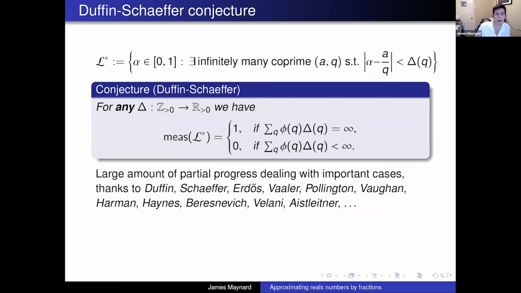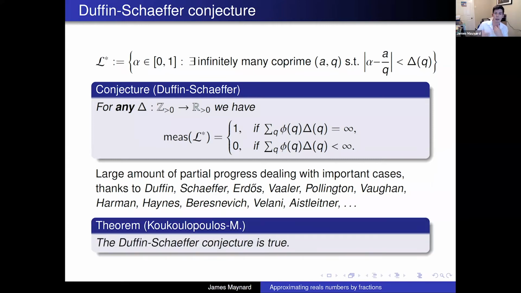So the Duffin-Schaeffer conjecture has been a big problem in metric number theory for a long time, and there's a huge number of different works that made lots of important partial progress. Duffin and Schaeffer did very important original work. Then there was later work of Erdős, Vaaler, Pollington, Vaughan, Harman, Haynes, Beresnevich, Velani, Aistleitner, and many, many other people who I don't have time to name here. So I apologize if you're sitting in the audience and listening in and I missed your name off. But there's really been a huge amount of work understanding this conjecture.